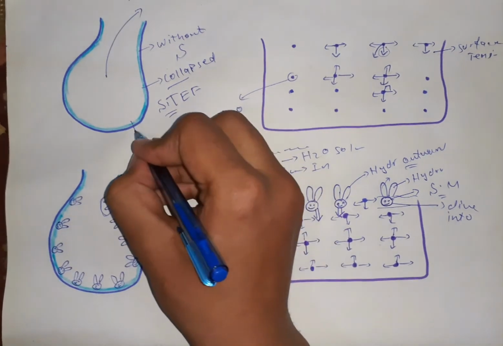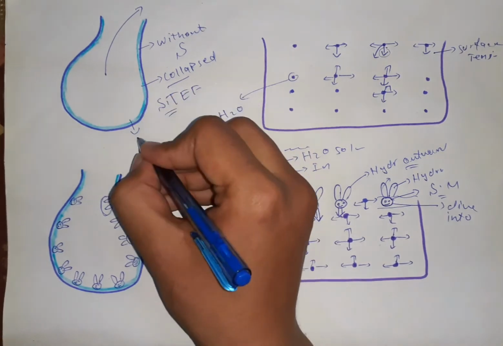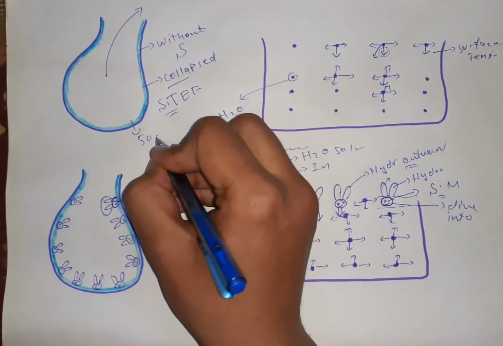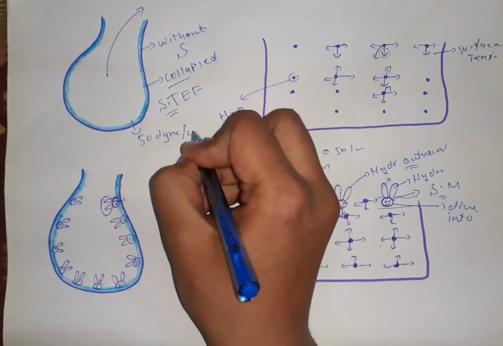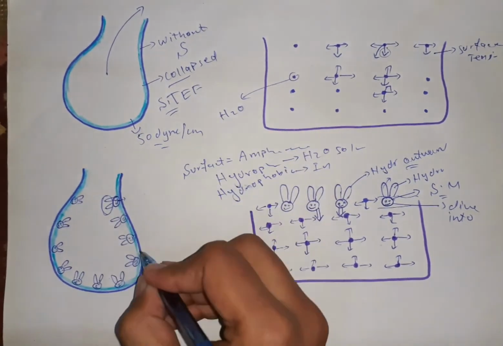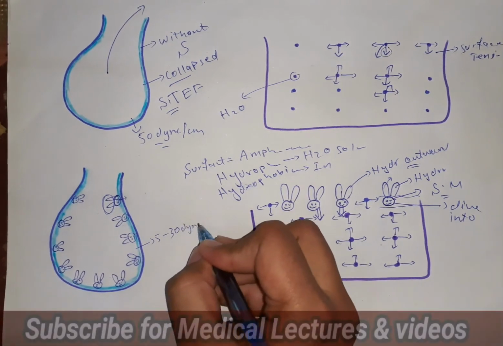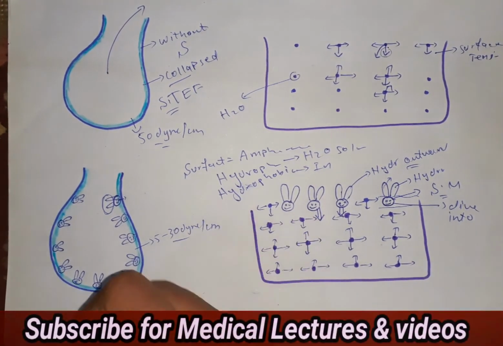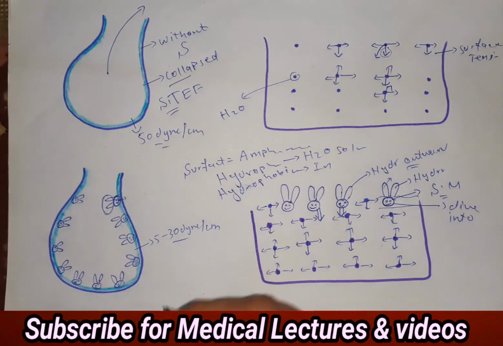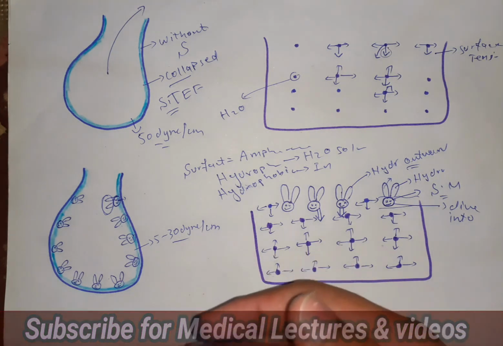Alveolar fluid without surfactant has a surface tension force of 50 dynes per centimeter, but when surfactant is present, it is reduced to 5 to 30 dynes per centimeter. It protects the alveoli from collapsing and causing respiratory distress syndrome and respiratory problems. This is how surfactant molecules work.